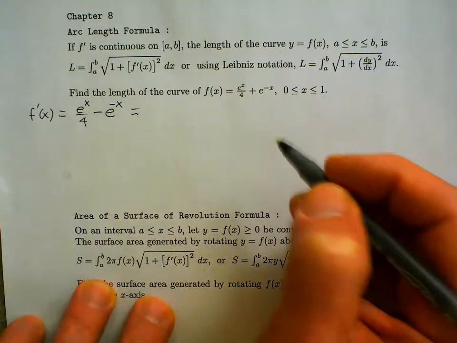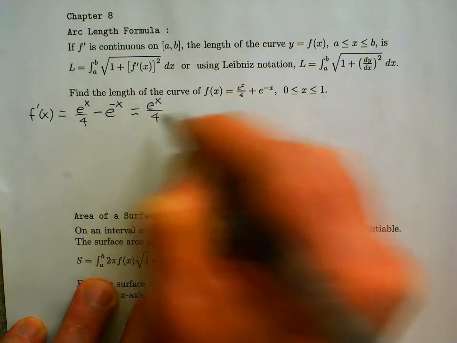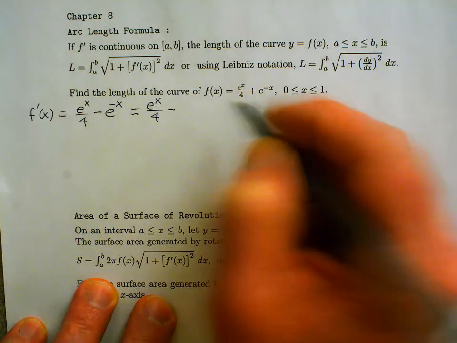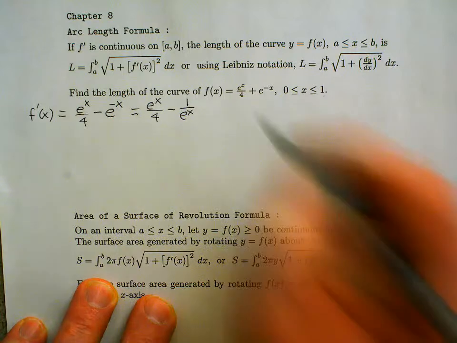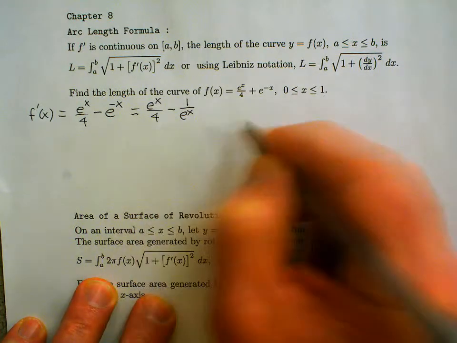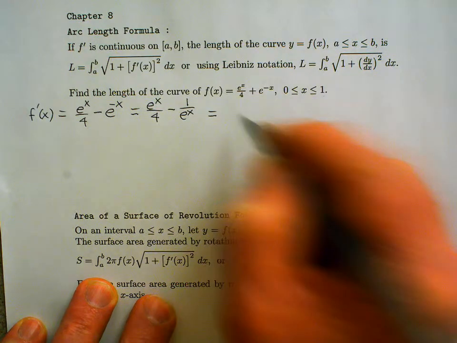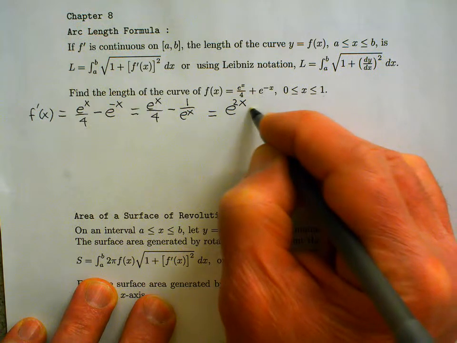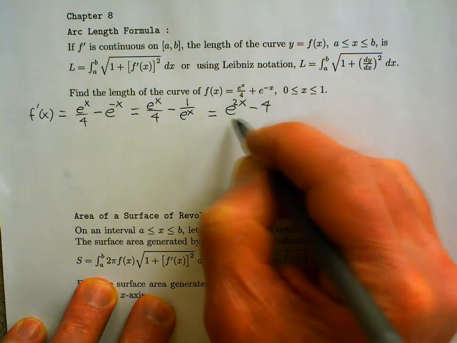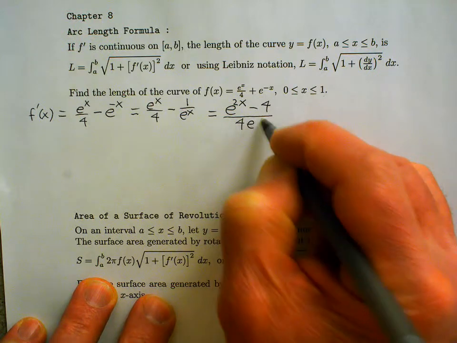We can think of this as e to the x over 4 minus 1 over e to the x, and then with a common denominator, 4 times e to the x, we can write this as e to the 2x minus 4 over 4 times e to the x.